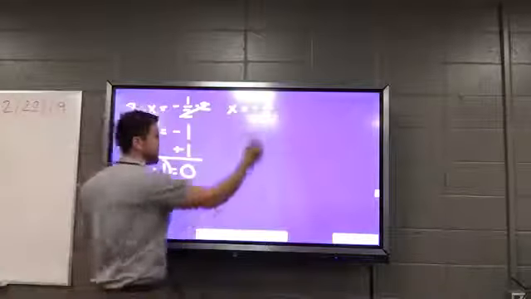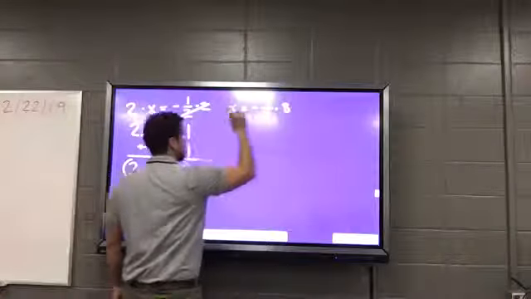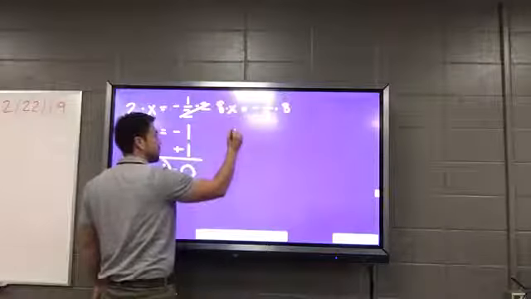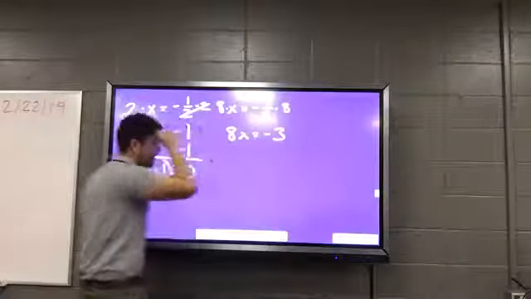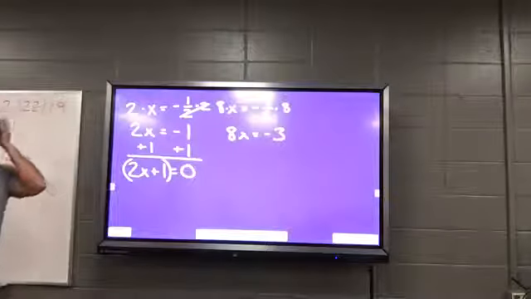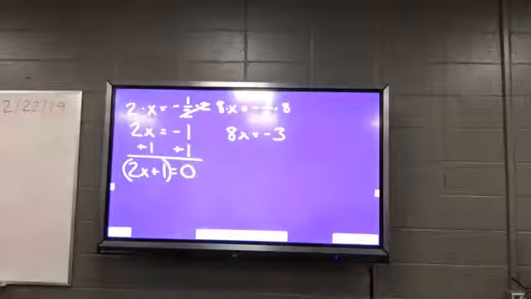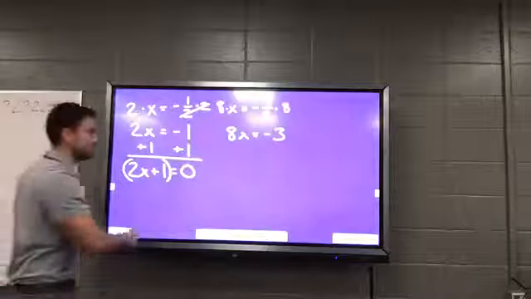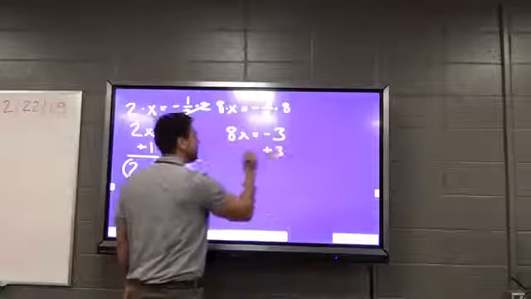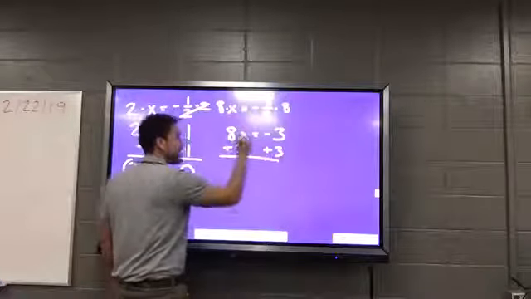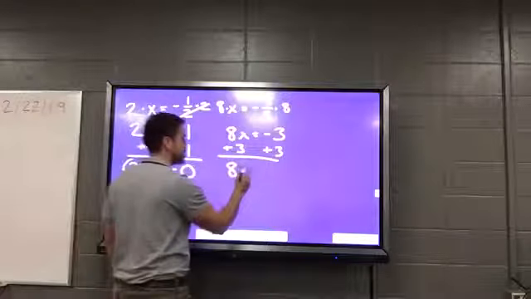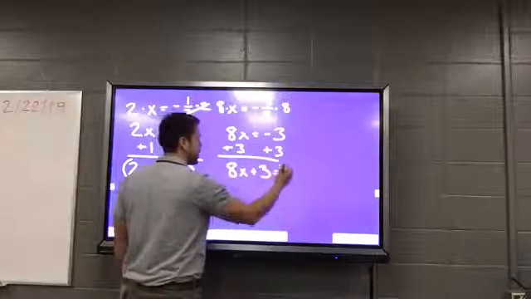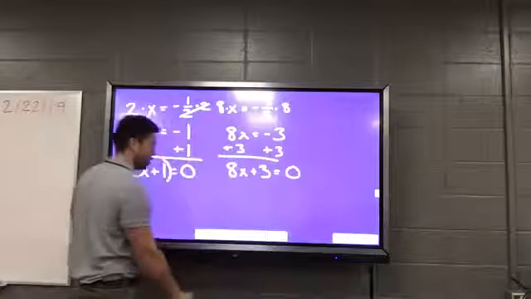Multiply both sides by 8, and I'm left with 8x equals negative 3. Like, that didn't help. Well, it got rid of fractions. And then, what do I do to both sides so that 0 is by itself? Add 3 to both sides. Does 8x plus 3 combine into one term? No, it's separate. It's 8x plus 3 equals 0.